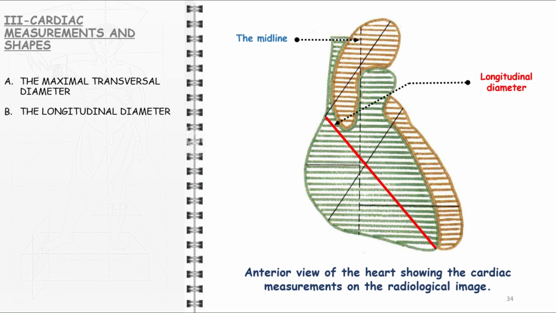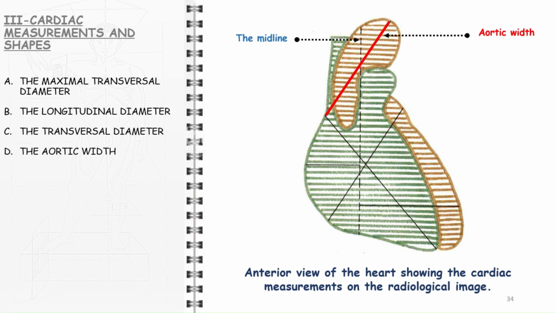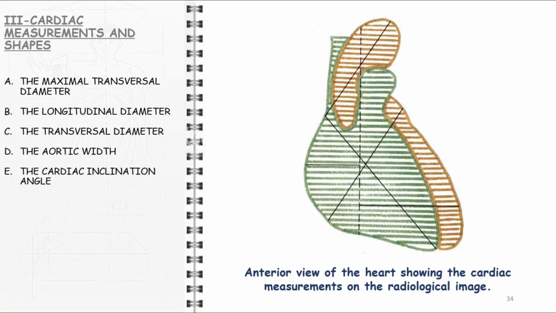The longitudinal diameter represents the distance between the notch of the right border of the heart and the cardiac apex. The transversal diameter indicates the maximum width of the heart. It is measured perpendicular to the longitudinal diameter. Width of the aorta is the distance between the notch of the right border of the heart and the aortic arch. And the cardiac inclination angle is the angle formed by the longitudinal diameter with the horizontal plane.